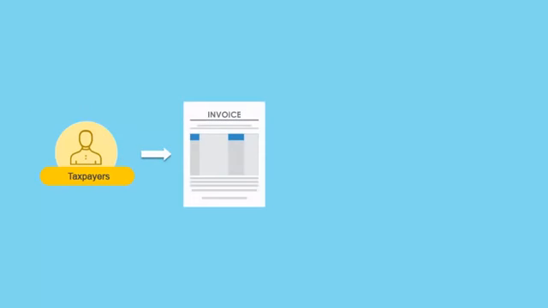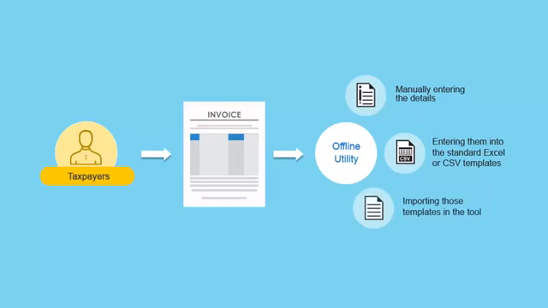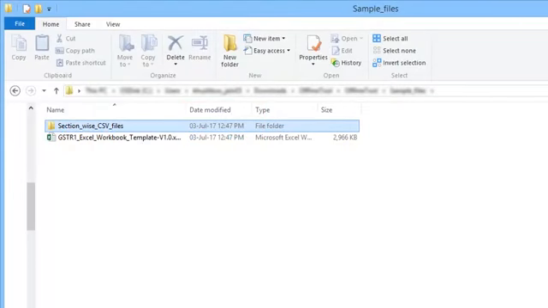Taxpayers can feed invoice and other returns-related data in the offline utility either by manually entering the details directly into the tool or by entering them into the GSTN-provided standard Excel or CSV templates, and then importing those templates in the tool. This video will walk you through the steps of populating invoice data in CSV templates, followed by importing line items in the offline utility and then uploading all of it to the GST portal.